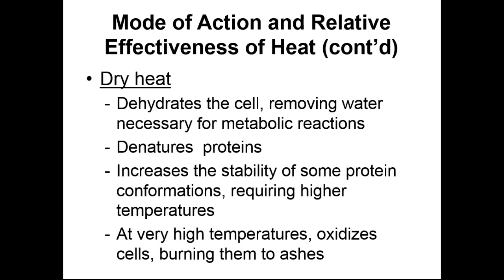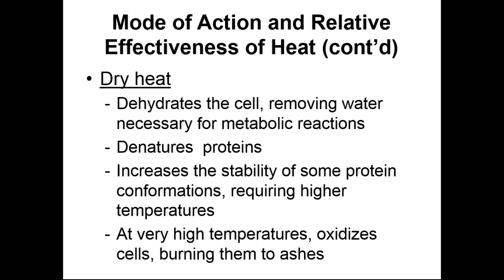Dry heats work on a different principle. Instead of denaturing the proteins and coagulating the proteins, we want to dehydrate the cell. By removing all of the water necessary for the metabolic functions, we are going to cause that cell to not have a universal solvent to carry out its chemical reactions in. This dehydration process is also going to denature the proteins.